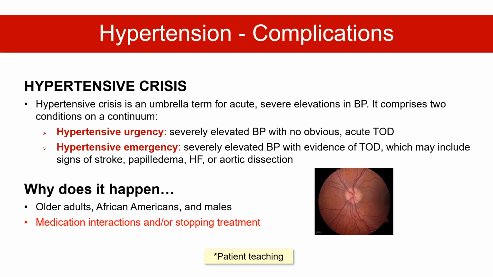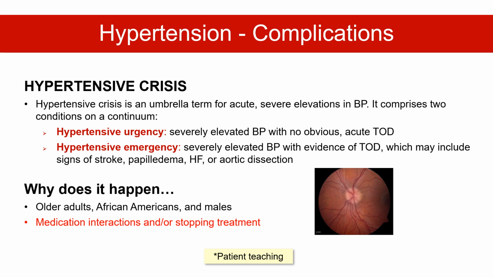So hypertensive crisis is an umbrella term, and it refers to either hypertensive urgency or hypertensive emergency. Hypertensive urgency is related to a very high blood pressure, but there's no obvious acute TOD. TOD is target organ damage, and our target organs are the heart, brain, and kidneys. In hypertensive emergency, you have a really high blood pressure, and there is evidence of damage to those target organs. An example would be signs of a stroke, and obviously that would be an emergency.